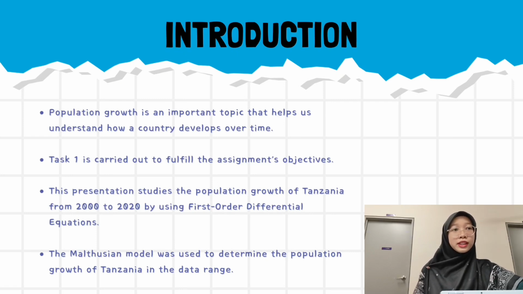In this presentation, we focus on population growth of Tanzania between the years 2000 and 2020. To analyze this, we use a first-order differential equation. Specifically, we apply the Malthusian model that was developed by Thomas Malthus, an English clergyman, scholar and economist, to determine and study the pattern of population growth in Tanzania during this period.